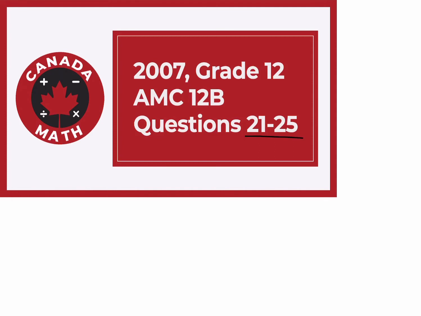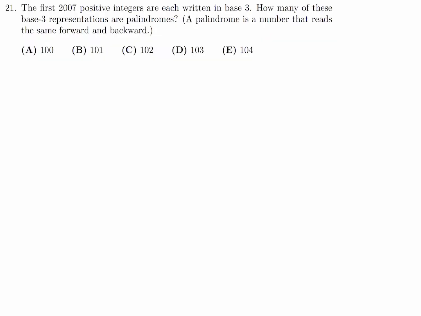Questions 21 through 25 on the 2007 Grade 12 AMC 12B. The first 2007 positive integers are each written in base 3. How many of these base 3 representations are palindromes? A palindrome is a number that reads the same forward and backward.